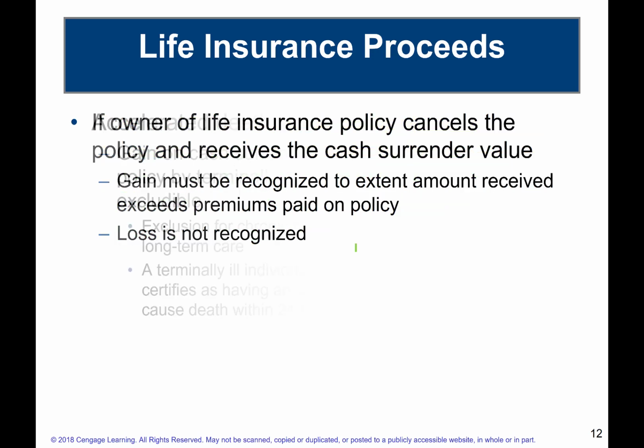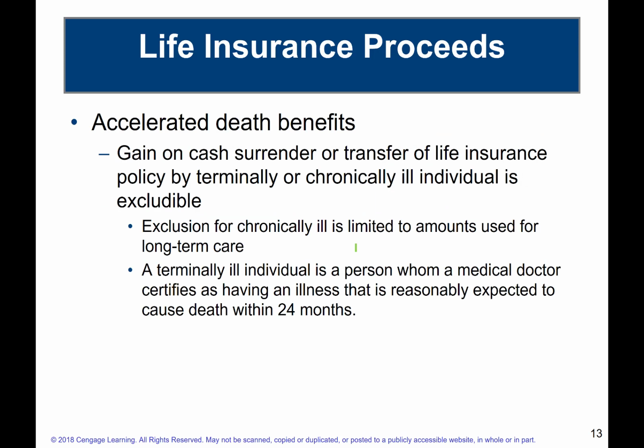Okay, good. Let's take a look at accelerated death benefits. What happens here? Well, let's say someone's terminally ill, and the insurance has a provision that in that event, they can start to draw from that insurance to help cover medical expenses, that sort of thing. Then for accelerated death benefits, gain on surrender or transfer of life insurance policy by terminally ill is excludable. Okay, exclusion for chronically ill is limited to amounts for long-term care, and a terminally ill person is someone they've determined is reasonably expected to die within 24 months.